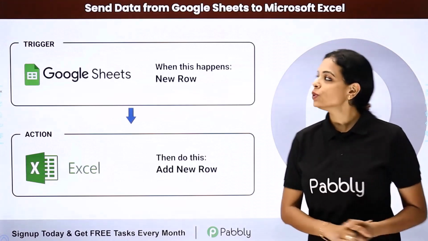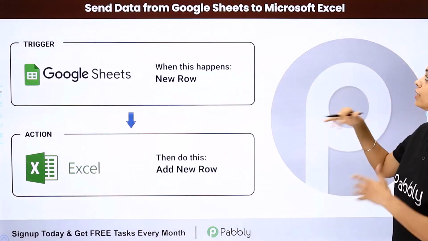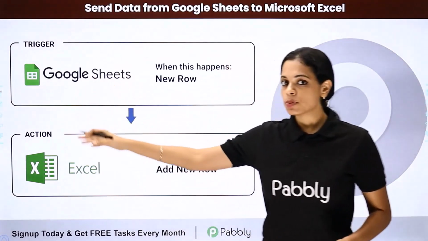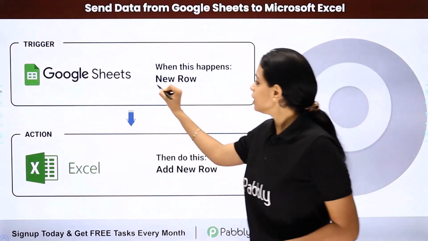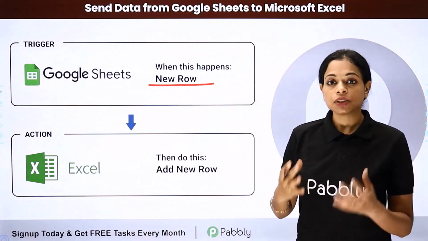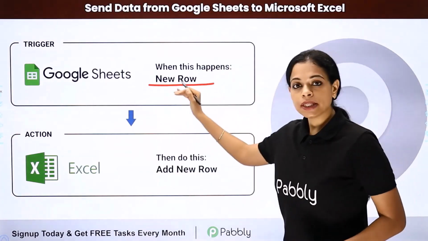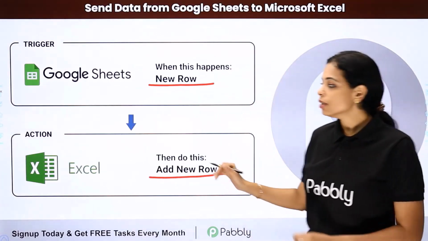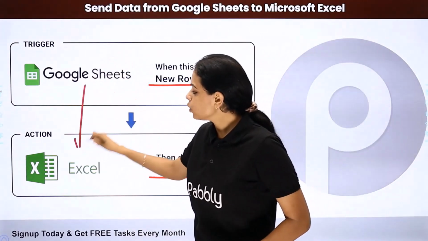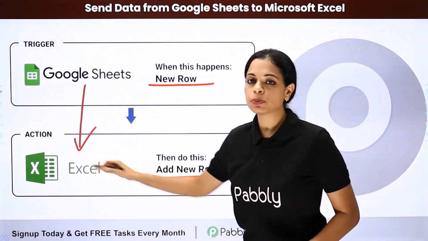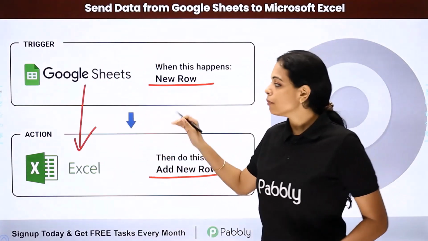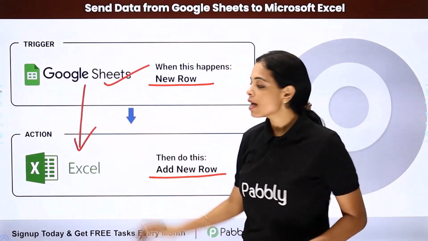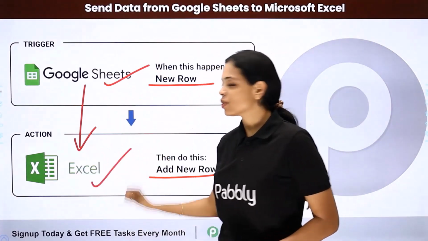In this video, we are going to see how to send data from Google Sheets to Microsoft Excel. So let's say you're using Google Sheets as an online spreadsheet and you want that every time new data is added as a new row there, the same data should be reflected in your Excel sheet. Now this can be done by integrating these two applications and you can automate this process. So how would you do that? By using Pabbly Connect software. Here, your trigger application would be Google Sheets and your action application would be Microsoft Excel.